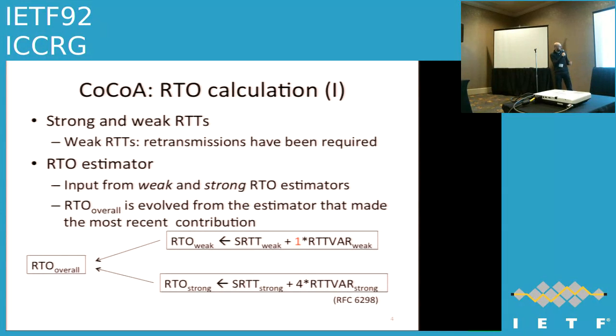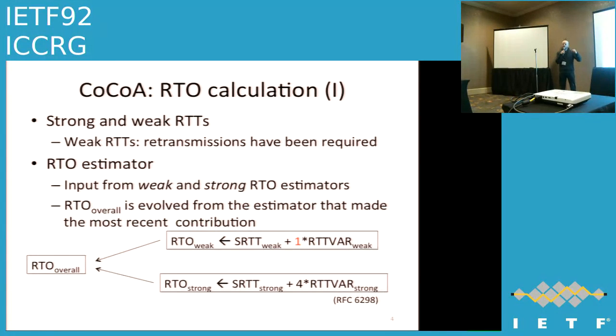So let's see how COCO computes the RTO. First of all, COCO runs two RTO estimators in parallel, which are called the weak and the strong RTO estimators. The weak RTO estimator only uses weak RTTs as an input, and the strong RTO estimator only uses strong RTTs as an input. Both estimators use a scheme like the one defined in RFC 6298, with the exception that, as you can see in red, for the weak RTO estimator, the multiplicative constant for the RTT variance is changed: instead of using 4, we use a value of 1.